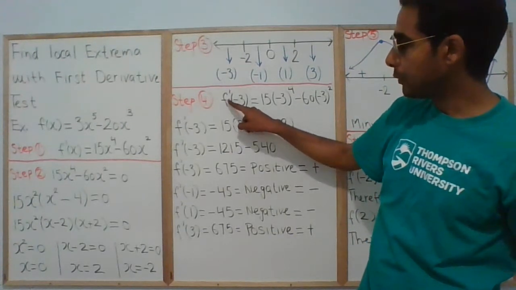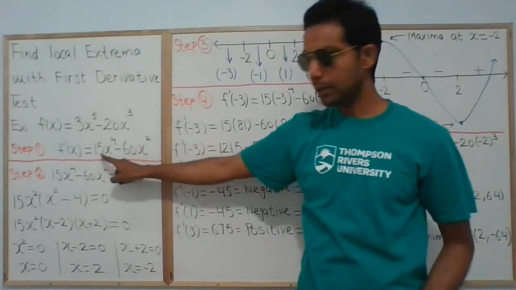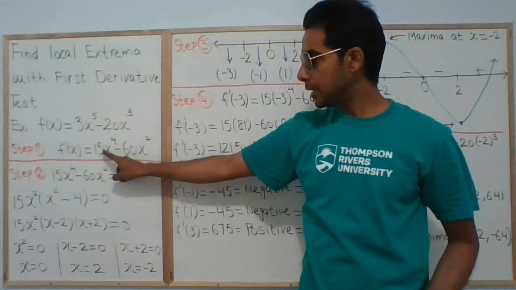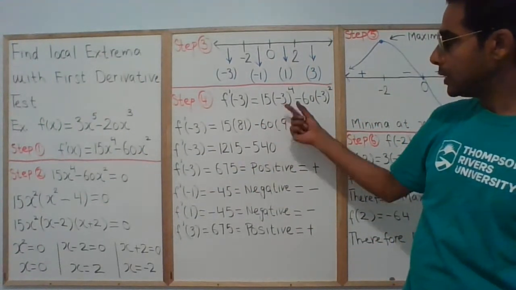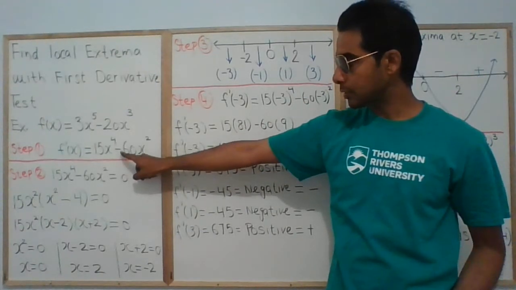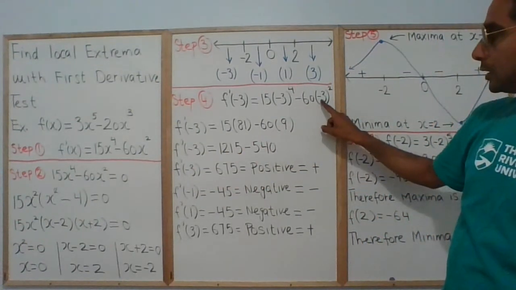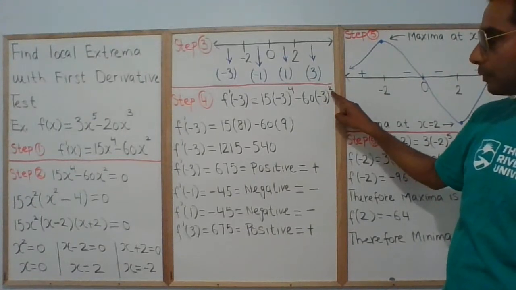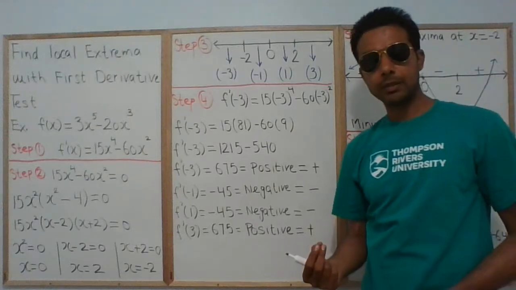We're going to go f dash of negative 3, which means we're going to replace x by negative 3 in this expression. So we will have 15 times negative 3 inside brackets exponent 4. Then we have in this expression negative 60x squared. So we're going to have negative 60 times negative 3 inside brackets squared, because we are replacing x by negative 3. Now let's do the calculations.